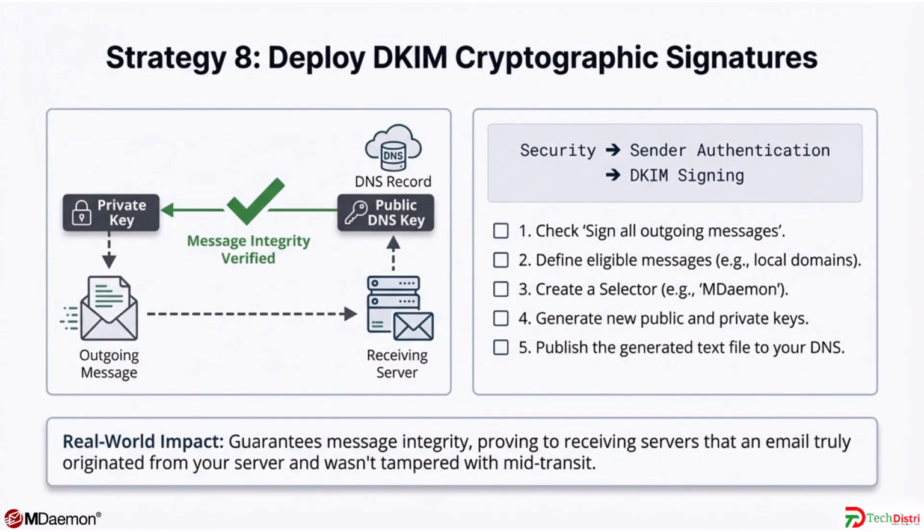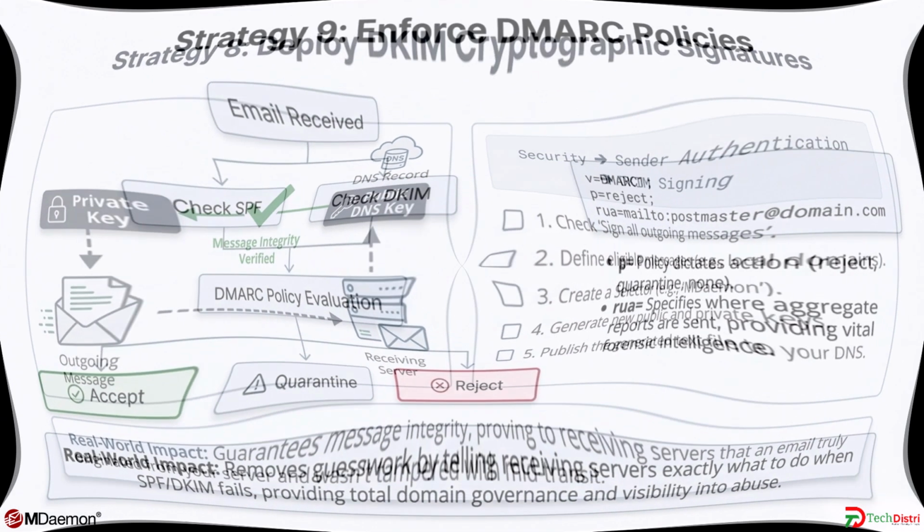DKIM stands for DomainKeys Identified Mail. It uses cryptographic signatures to ensure message authenticity and integrity. When DKIM signing is enabled, MDaemon attaches a digital signature to each outgoing email using a private key. Receiving servers retrieve the public key from DNS and verify the signature. This confirms that the message truly originated from your server and was not modified during transit. To configure DKIM, navigate to Security, Sender Authentication, DKIM Signing. Generate the key pair and publish the public key in your domain's DNS records.